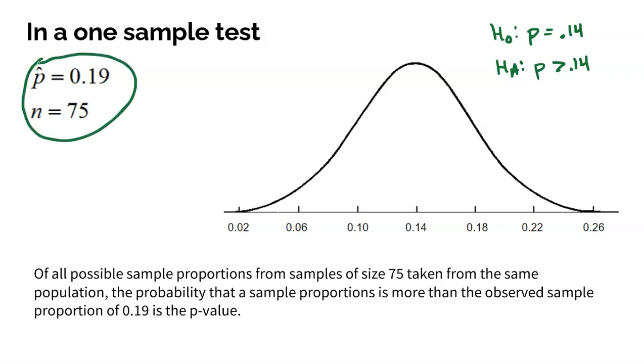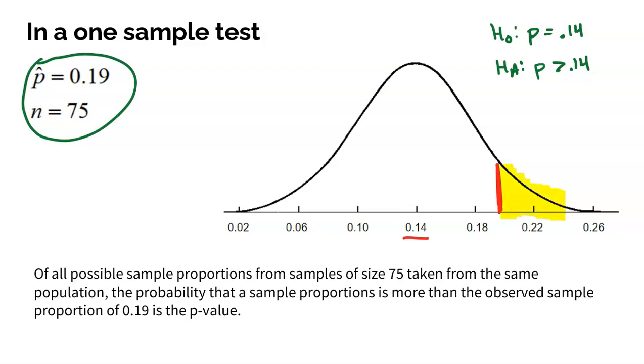In my case here, I had 75 values or 75 objects, people, animals, whatever it is, and my sample proportion was 19%. Now, once I build that sampling distribution, which is normal, has a center of the assumed truth of 14%, and has a standard deviation, in this case, of about 0.04, then I can say, okay, where's my sample? And 19% falls somewhere right around here. Now, a p-value is the probability of that sample statistic occurring or more extreme.